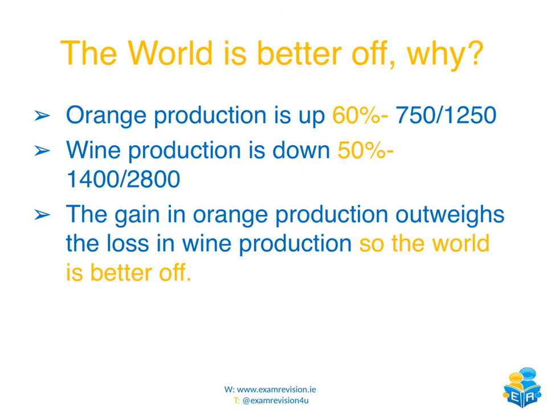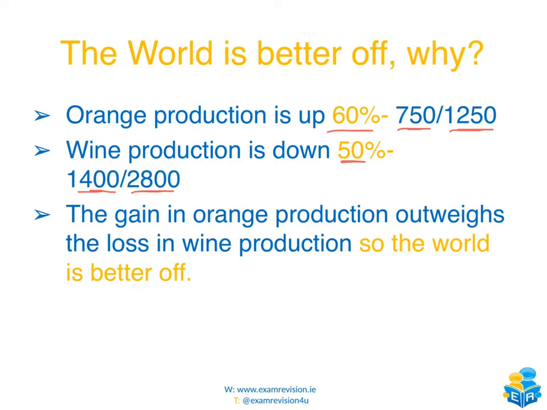So the world is always better off in these situations, and every question you look at will have a similar scenario. So orange production is up 60%, so it's up 750 as a percentage of the original total output before specialisation. Wine production is down 50%, so again that's 1,400 as a proportion of the total output at the start before specialisation.